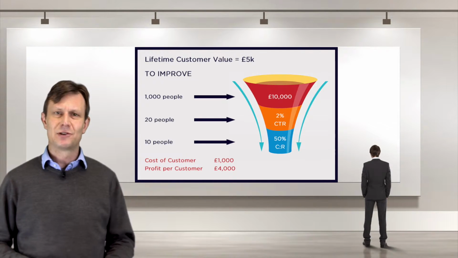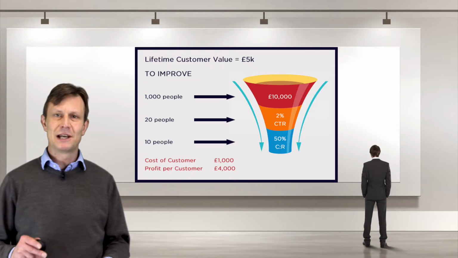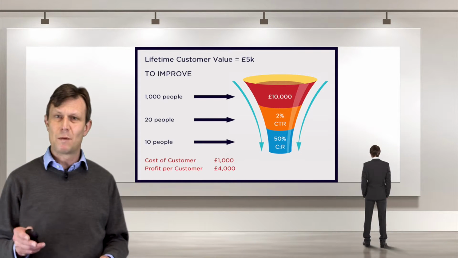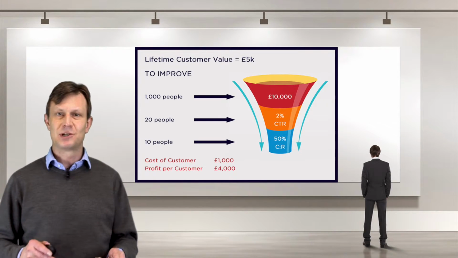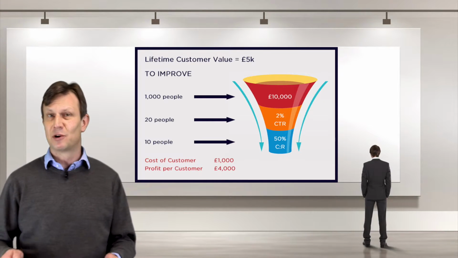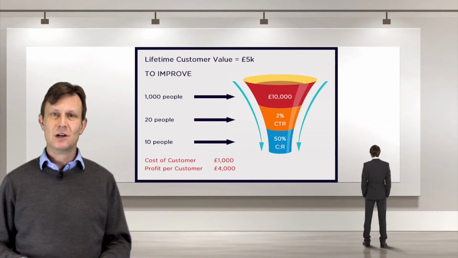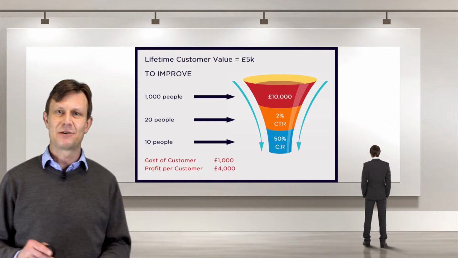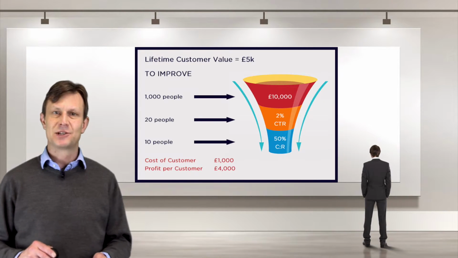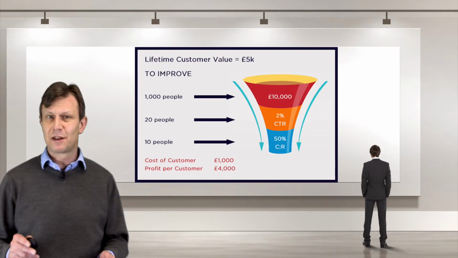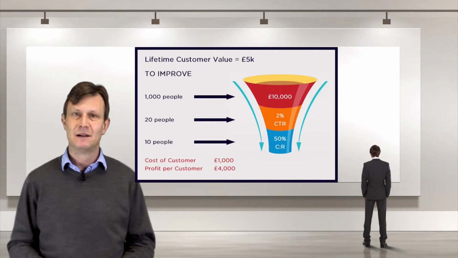Again, keeping the conversion rate at 50%, but increasing the click-through rate by just 1%, the cost per acquisition is 1,000, giving us a profit of 4,000. So just a 1% increase in the click-through rate has given us an increase in profit of £1,000 per customer.